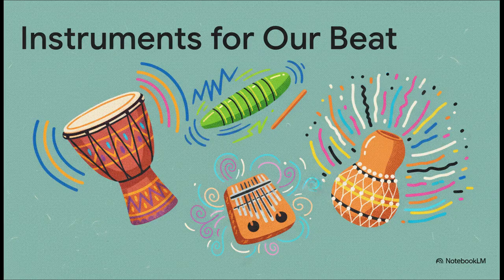And for our track, we have got an incredible lineup. I want you to picture this. You've got the deep, resonant boom of the djembe drums, laying down the bass. Then you have the rhythmic, scratchy scrape of the griot. Then the bright, almost watery chime of the kalimba. And on top, that crisp, rattling shake of the shekere. Altogether, that's the core of our rhythm section.